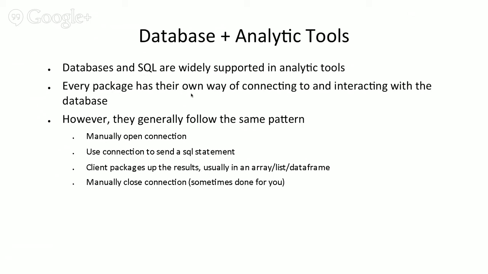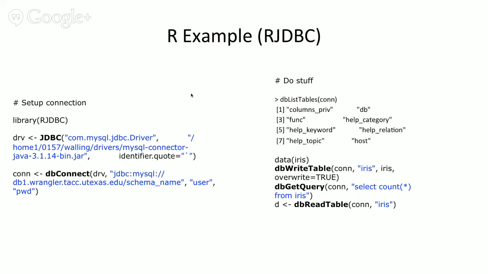But almost all of them follow the same type of pattern, right? You manually open up a connection in your application. You, through that connection, send SQL statements. And then the client is responsible for packaging up those results and returning it to you, usually in an array or list or R data frame, so on and so forth. And then at the end of all your scripting and analysis, depending on what you're using, you need to manually close that connection to clean it up.